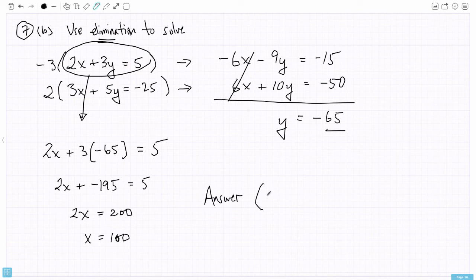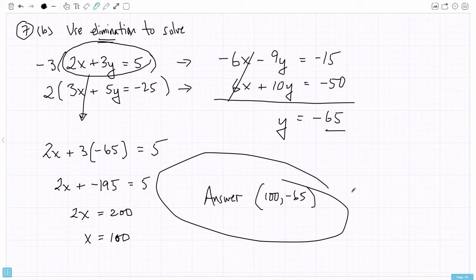We could write it as a point, 100 comma negative 65, or you could just say x is 100, y is negative 65. Let's move on now. Question C.